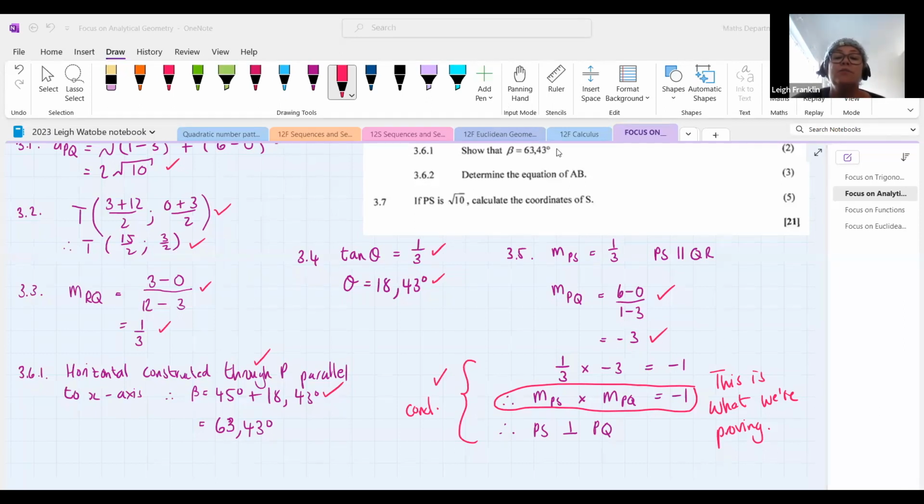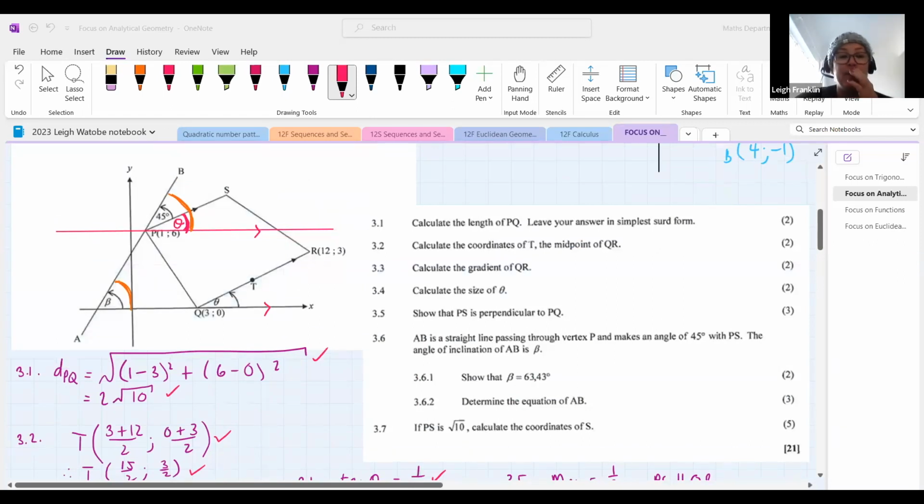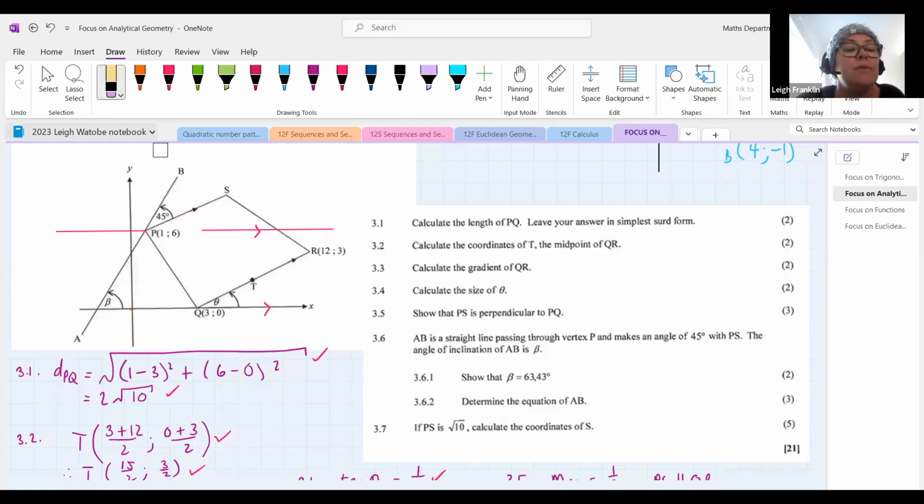Now they ask us to determine the equation of AB. So AB is a straight line. I'll go back up to the picture. You can see AB is a straight line. Oops, sorry, I didn't mean to do all of that, but let's put it back. There we go, it was theta. So AB is a straight line, and we now know that this angle beta over here is 63.43 degrees. When they want the equation of AB, they want it in the form y equals mx plus c.